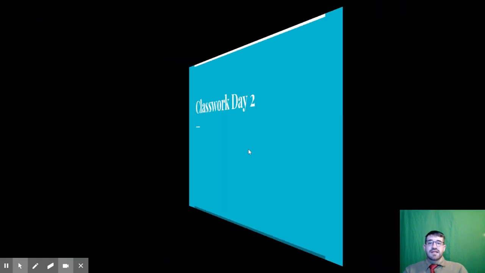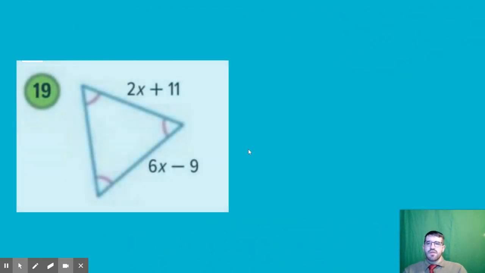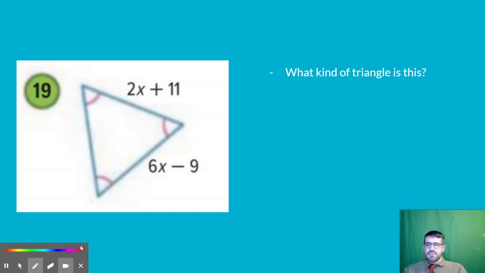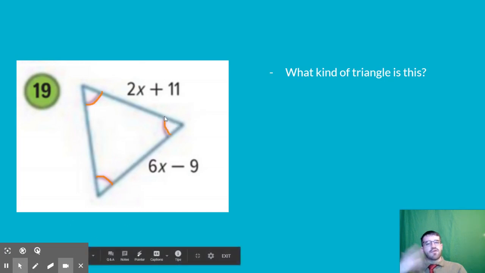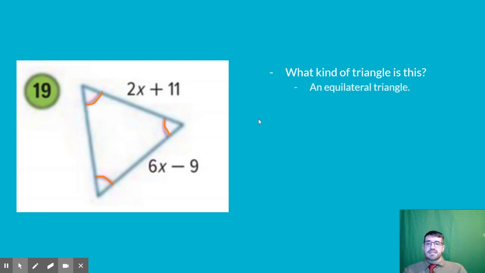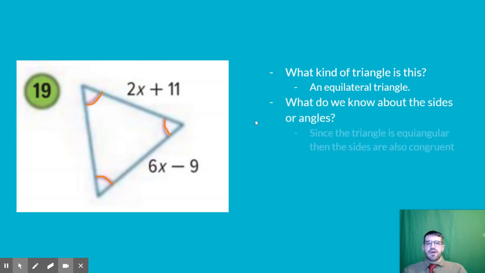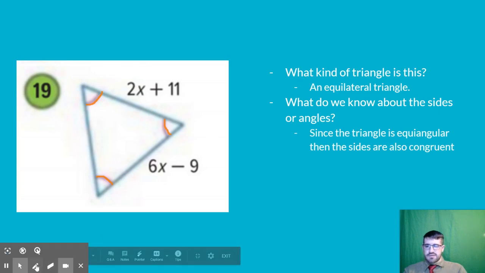Here's the first problem for today's classwork. So in problem 19, we're given this triangle over here. And first we want to ask ourselves, what kind of triangle is this? And if we look, we have our three angles marked with arcs, showing that they are congruent. And what we know from this is that this triangle is an equilateral triangle, because if the three angles are congruent, then we know that the sides are also congruent.